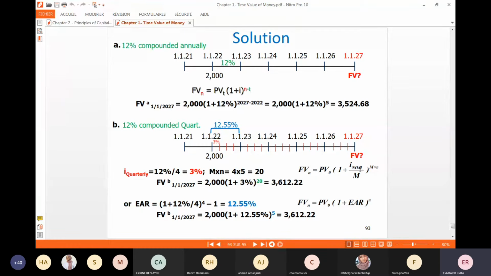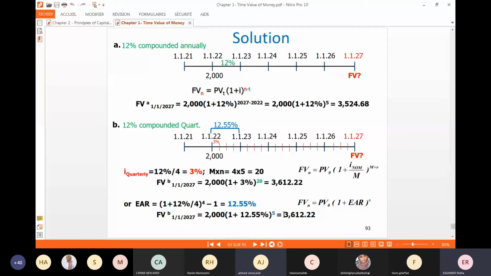12% compounded quarterly is equivalent to 12.55% once a year, which is the effective annual rate, the equivalent rate. That is (1 plus I nominal over 4) power 4 minus 1. You compute the annual interest rate compounded annually, then you compound the 2,000 using this annual rate. During 5 years, we have the same logic as the first question, but I here is 12.55%. You'll get the same future value. Is it clear here?